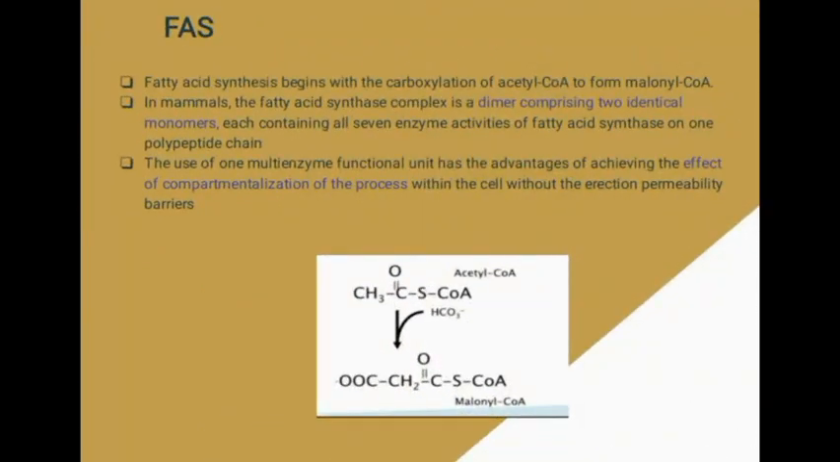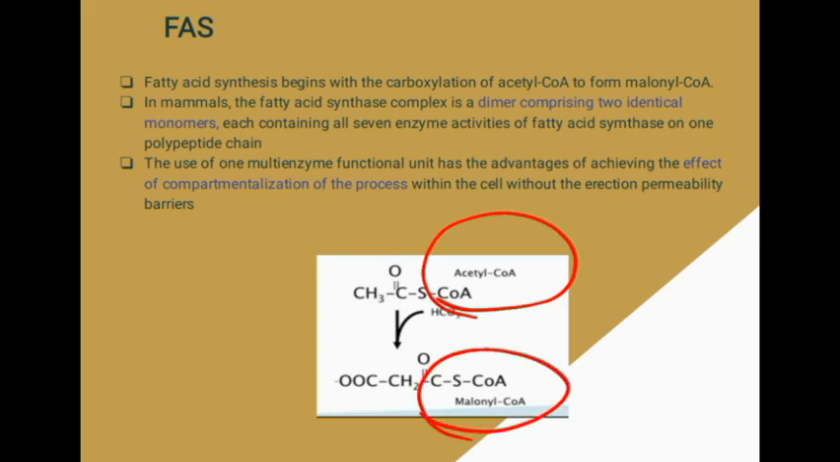FAS. Fatty acid synthesis begins when acetyl-CoA is carboxylated and converted into malonyl-CoA. From the acetyl-CoA, malonyl-CoA is formed in the FAS. It is a complex dimer comprising 2 identical monomers containing all 7 enzyme activities of fatty acid synthesis on one polypeptide chain. The use of one multi-enzyme functional unit has the advantage of achieving the effect of compartmentalization of the process in the cell without a direct permeability barrier.